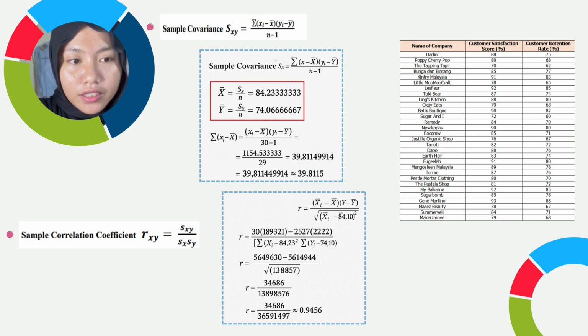the total for covariance is 39.8115 and the total for correlation coefficient is 0.9456. So the correlation coefficient is 0.9456, which indicates a very strong positive relationship. This means as customer satisfaction increases, customer retention tends to increase significantly.